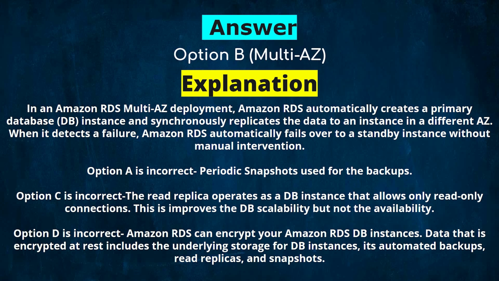Option A is incorrect. Periodic snapshots are used for backups. Option C is incorrect. The read replica operates as a DB instance that allows only read-only connections. This improves the DB scalability but not the availability. Option D is incorrect. Amazon RDS can encrypt your Amazon RDS DB instances. Data that is encrypted at rest includes the underlying storage for DB instances, its automated backups, read replicas, and snapshots.